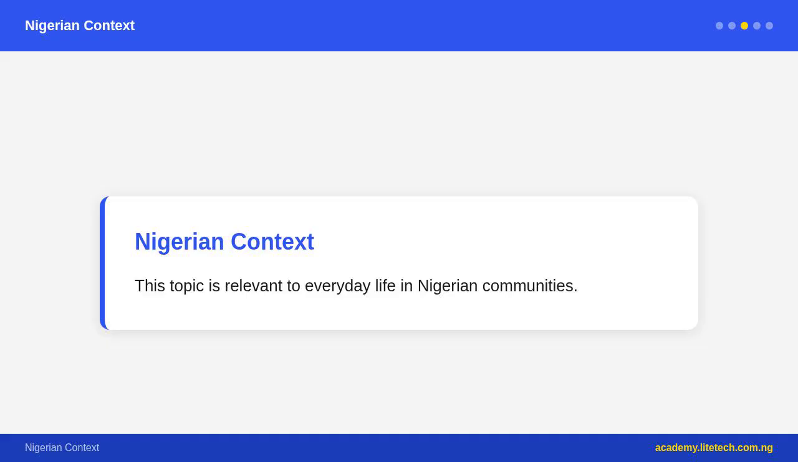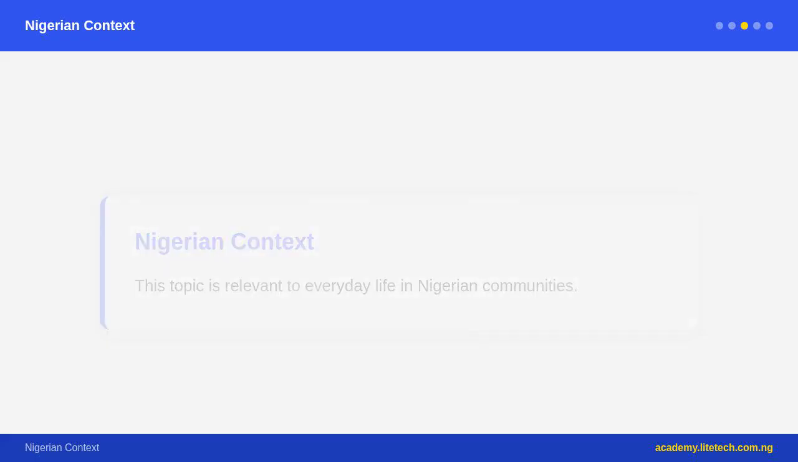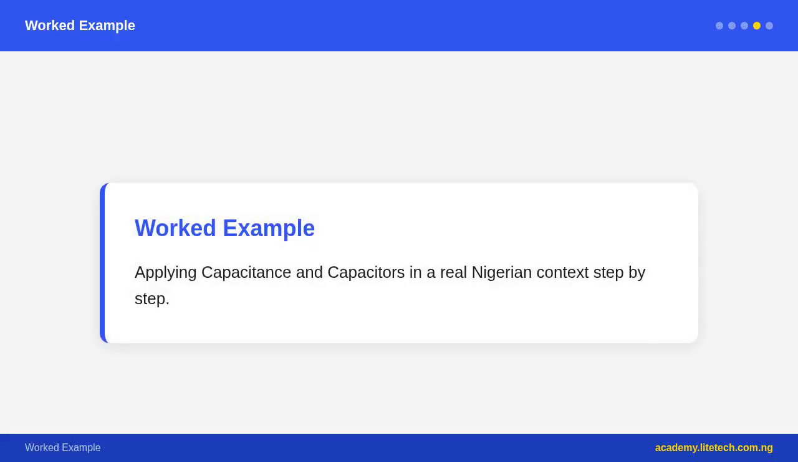The energy stored in a charged capacitor is given by W equals half times C times V squared, or equivalently W equals half times Q times V, or W equals Q squared divided by 2C.